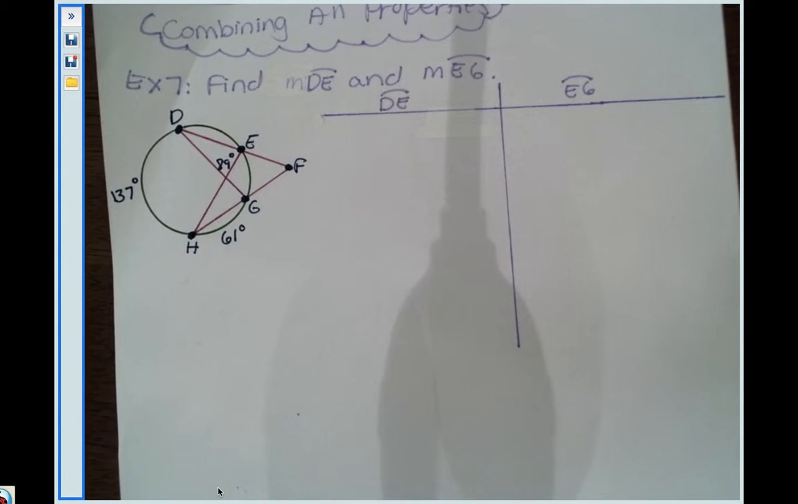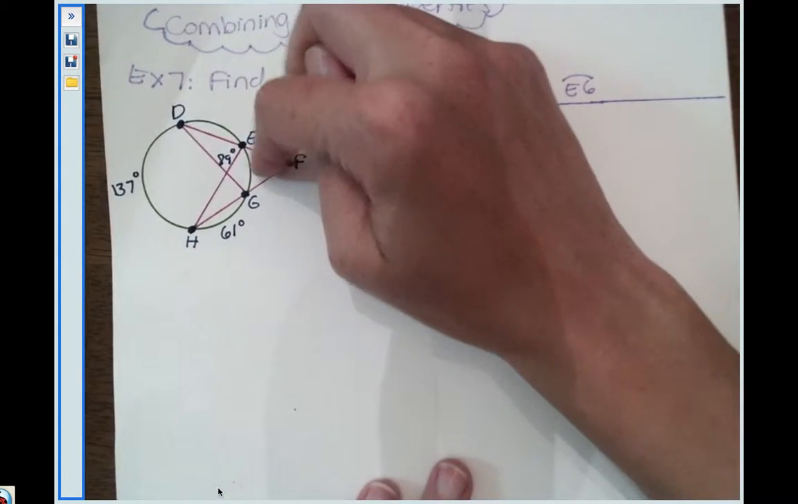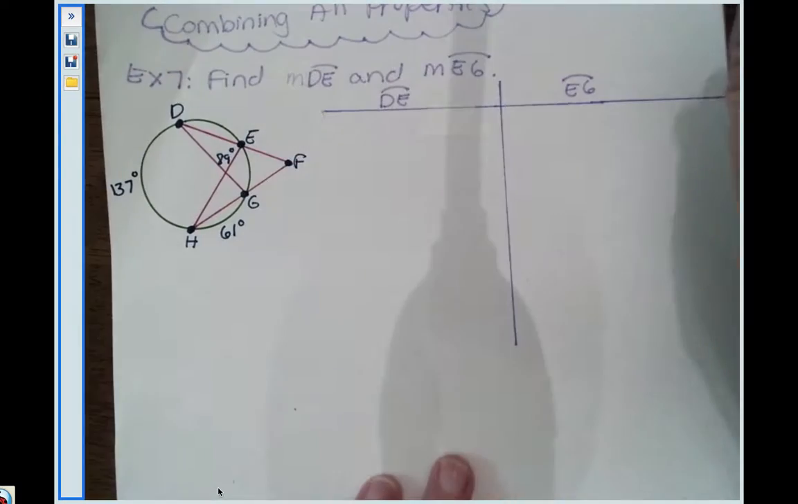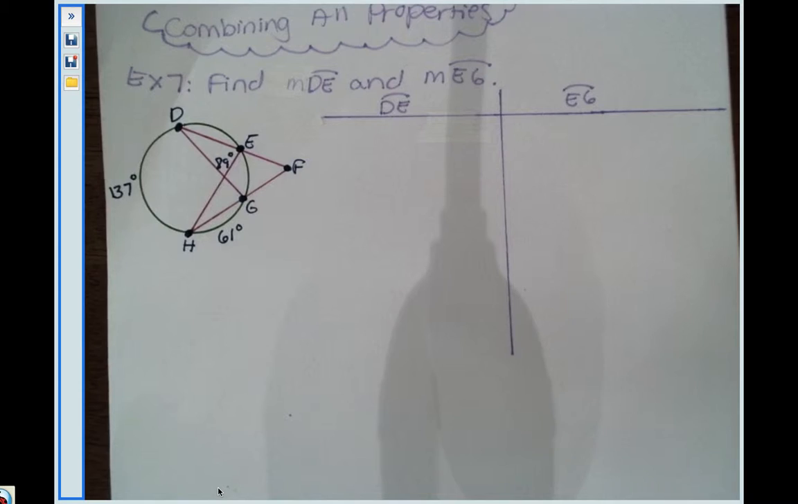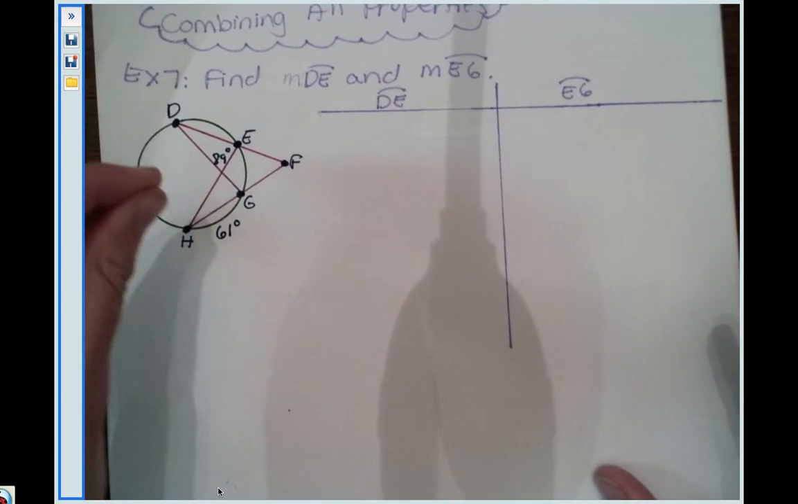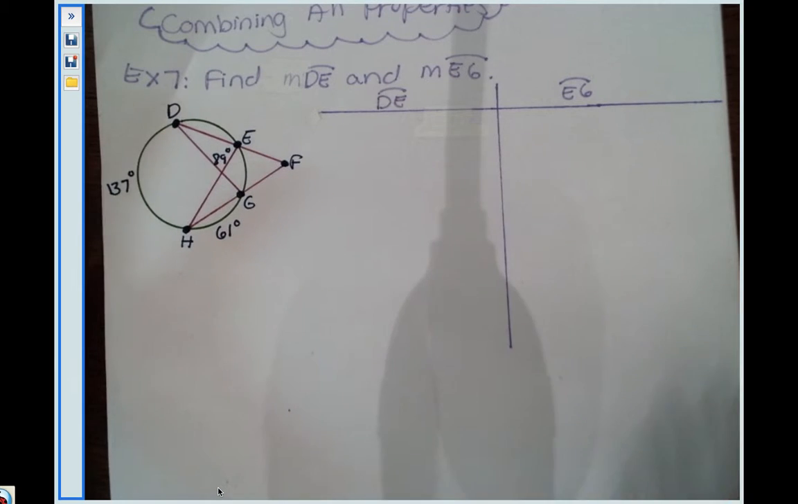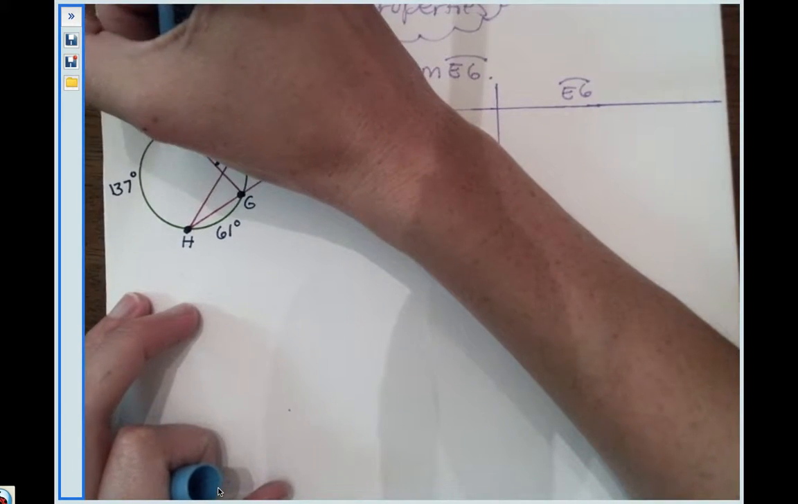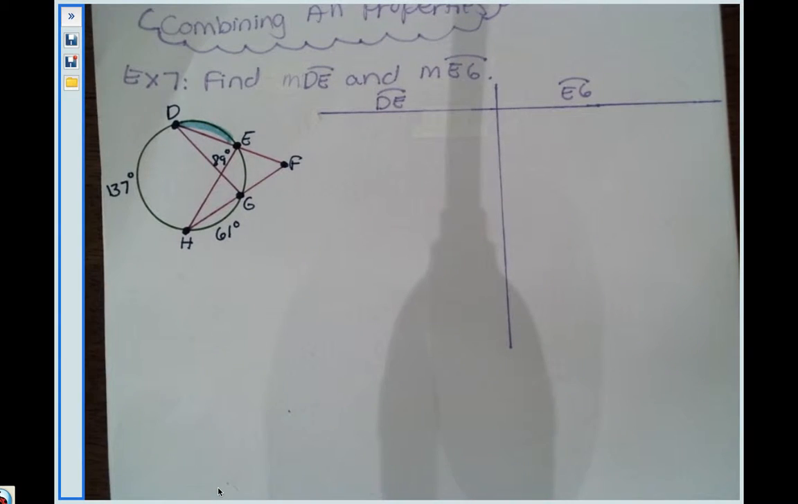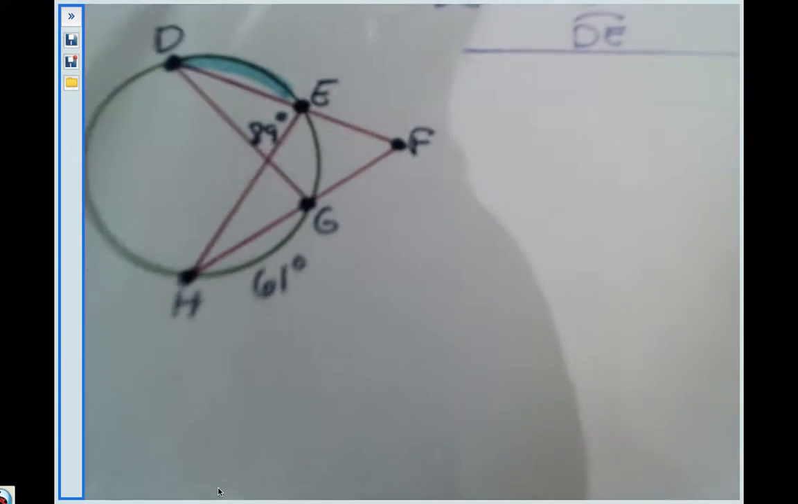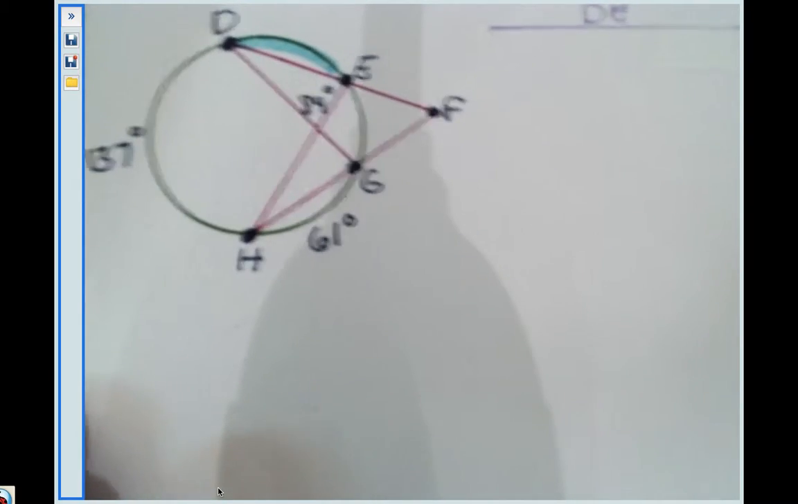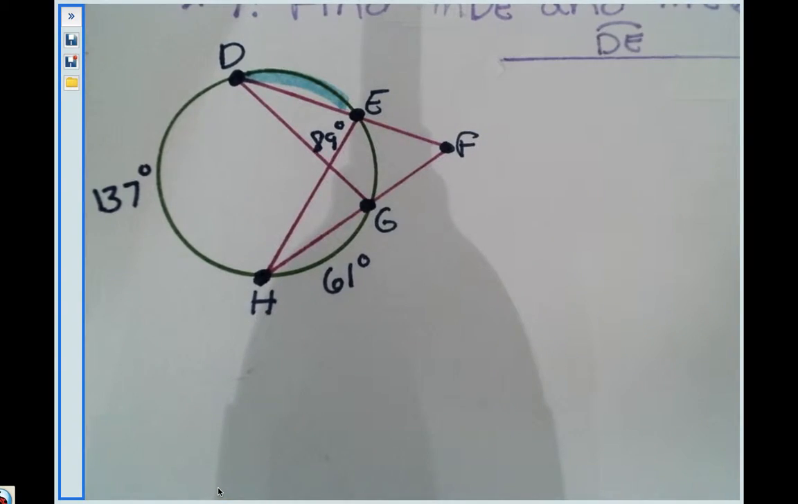All right, so it says to find the measure of arc DE and the measure of arc EG. So I need to look at my picture to see if there's any of those properties we talked about, angles intersecting on the circle, in the circle, or outside of the circle, that might help me to find these arcs. So for right now, I'm focusing on arc D to the E. So I'm going to highlight that right there. Okay, so I'm trying to find this arc. So let's look deep into our picture and see if there's anything in here that could help me find arc DE.